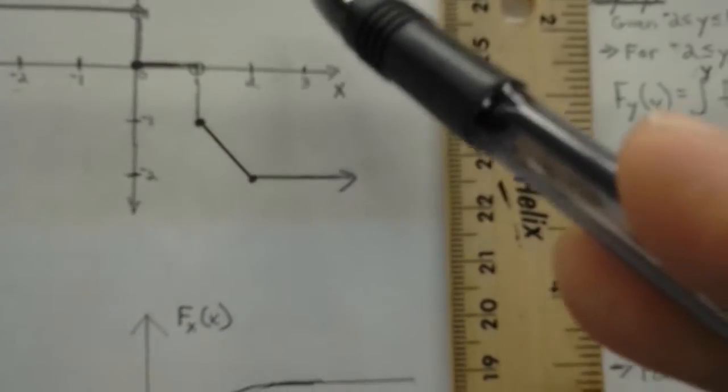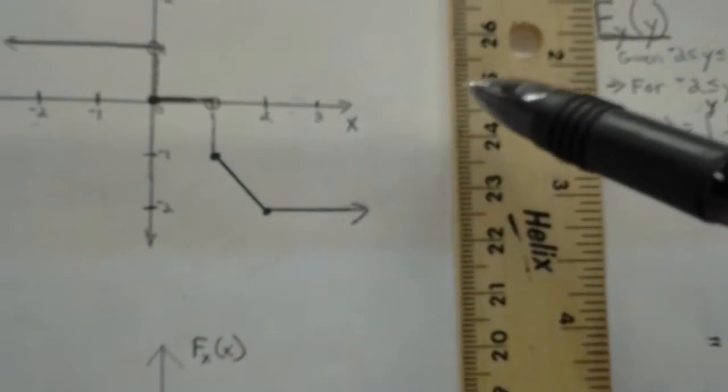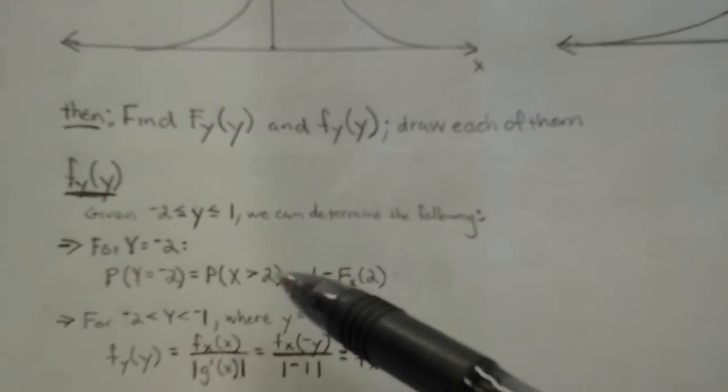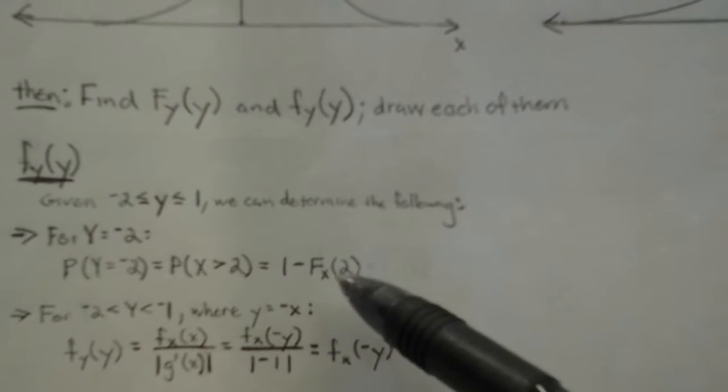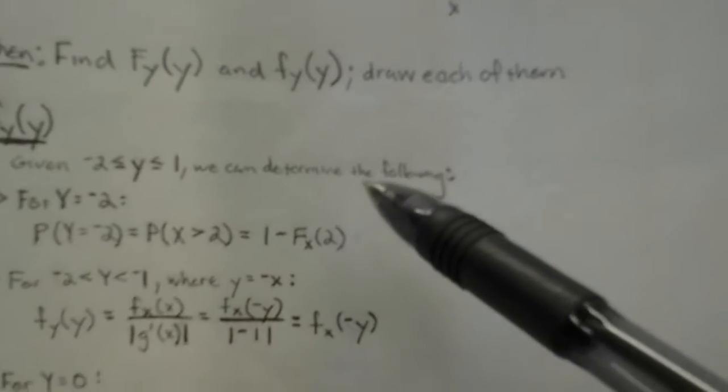This line right here corresponds to all probabilities on the x-axis where x is greater than 2. All right? And the way we'd actually get that term is basically by taking 1 minus the big F of x at 2. Makes sense.